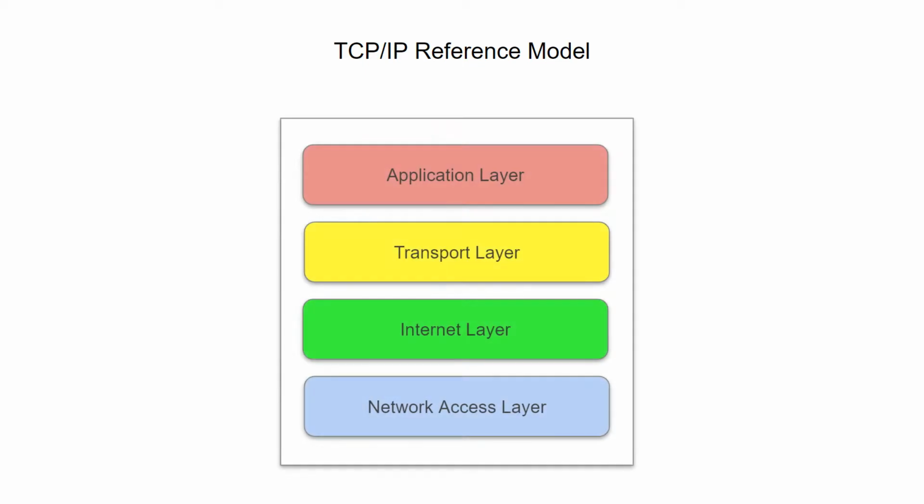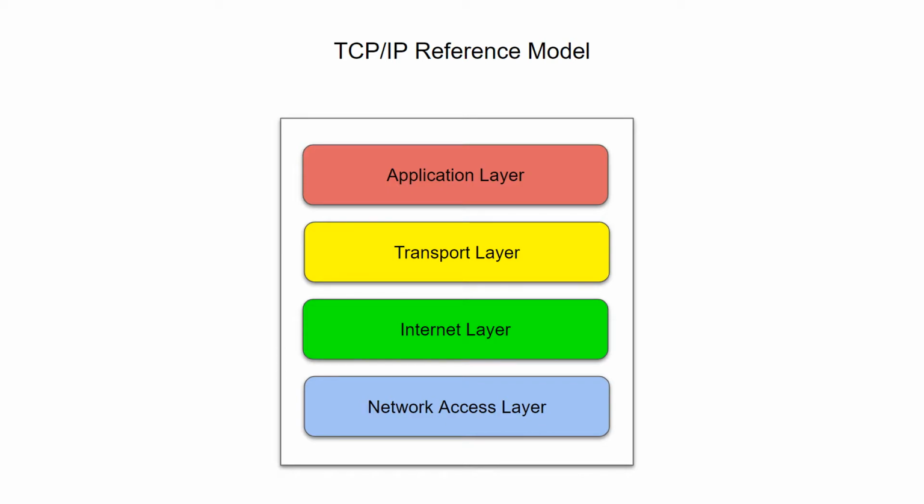Hello everyone. Let us have an overview of the TCP/IP reference model. Compared to the OSI model, the OSI model contains 7 layers while TCP/IP contains only 4 layers. The TCP/IP model was developed by the Defense Advanced Research Projects Agency, that is DARPA, prior to the OSI model, and its aim is to establish connection between remote machines.